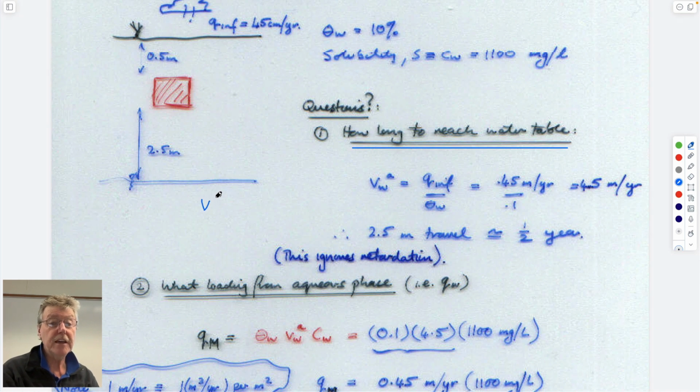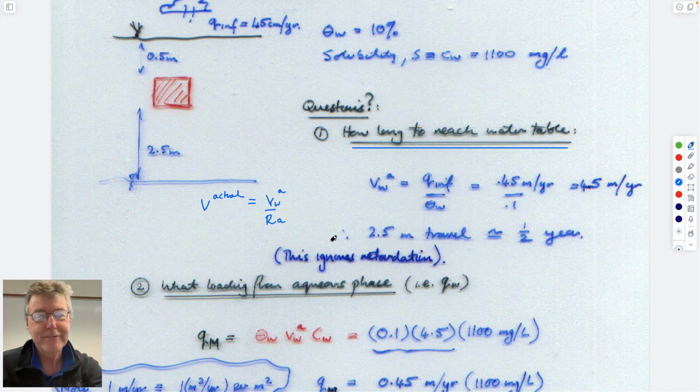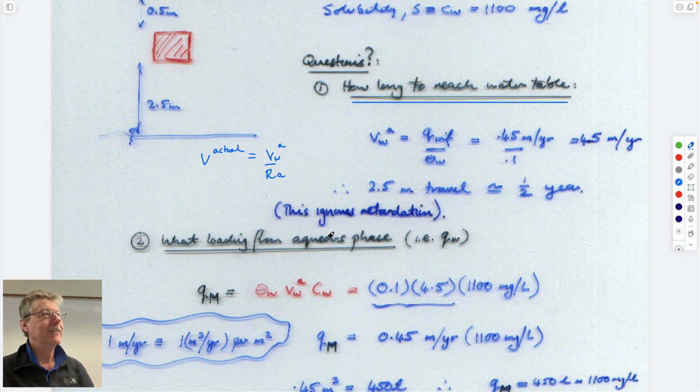We could get fancy and do V actual is equal to V water advective divided by the retardation coefficient. Is it the gaseous or aqueous retardation coefficient? Come on. Fine. At least we're in good spirits.